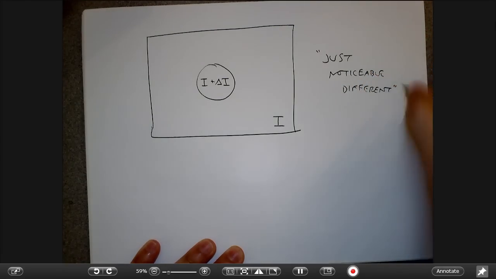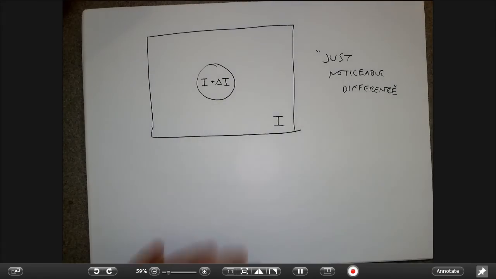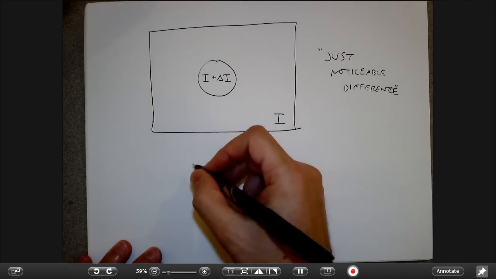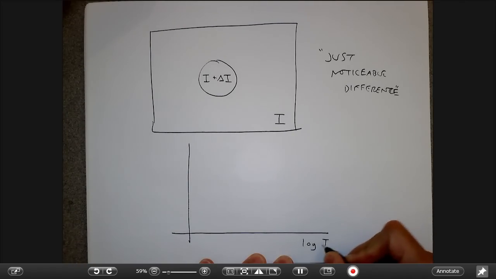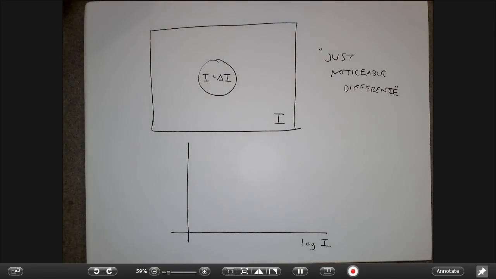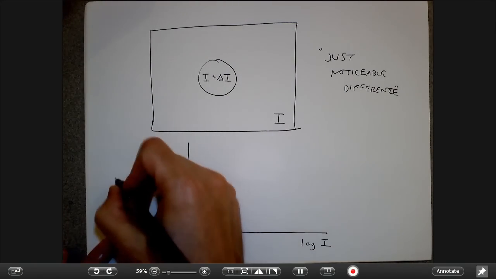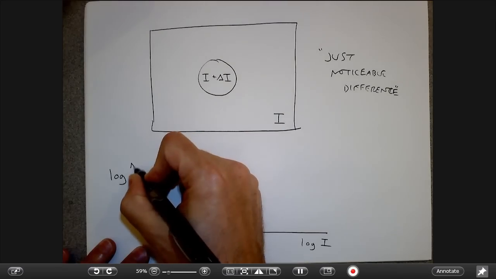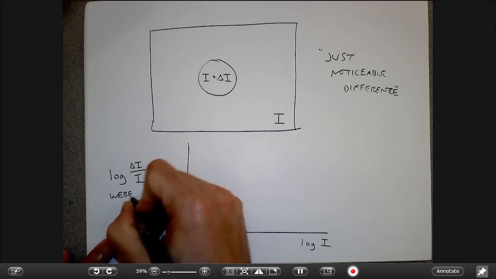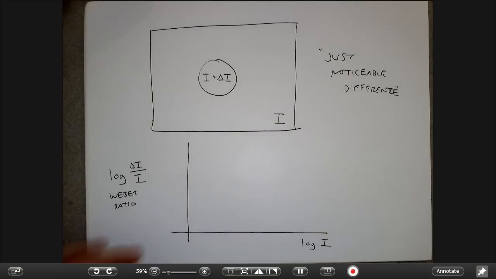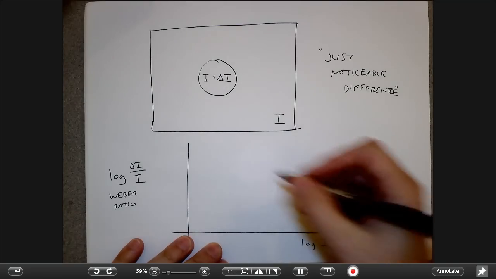You basically run the experiment until you can no longer see the flickering. So this delta I is like the perceptual threshold. If you were to make a plot of how people actually respond to this, here is the log of the intensity, so the brighter the light is, the more off to the right we are. And on this axis is the log of delta I over I. This is called the Weber ratio. It's a measurement of the percentage of the original intensity that delta I has to be for us to not notice the difference. And that looks something like this.